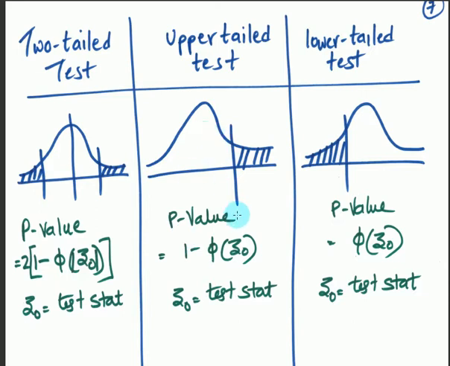Similarly, if you're doing an upper tail test, you're looking at this area. The way you compute it is 1 minus phi of z naught, because phi of z naught is going to give you this area. So 1 minus phi of z naught is going to give you this particular area. But if it's a lower tail test, I can compute the p-value pretty easily. All you need to do is directly phi of z naught, because you're trying to find this particular area. And once again, z naught is your test statistic, so don't forget that.